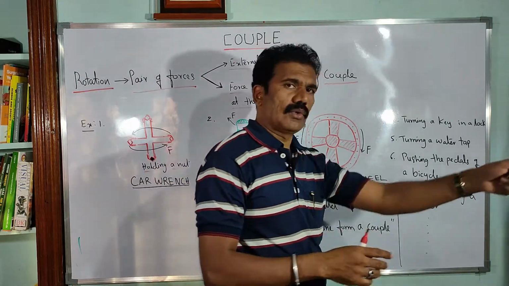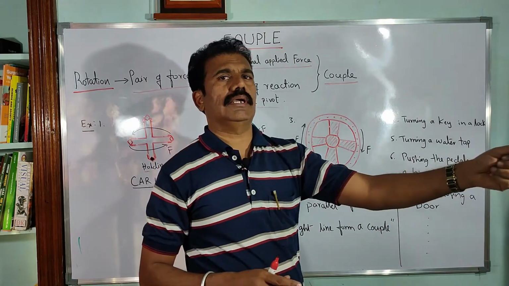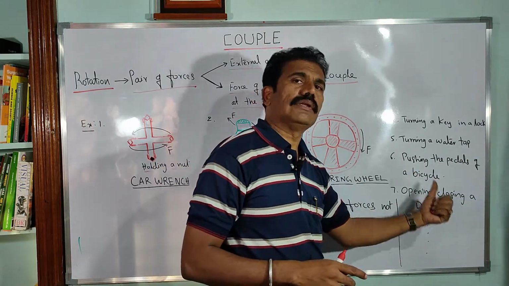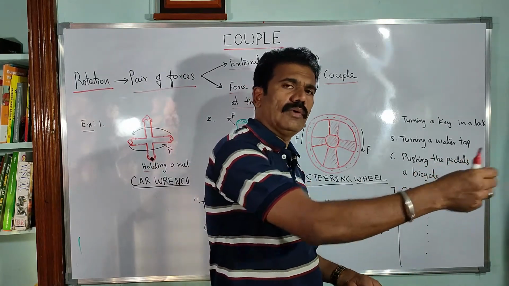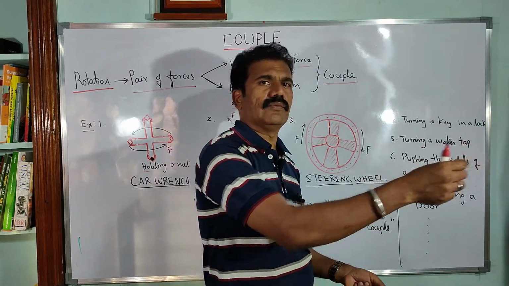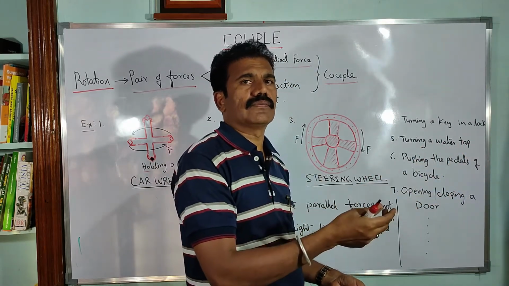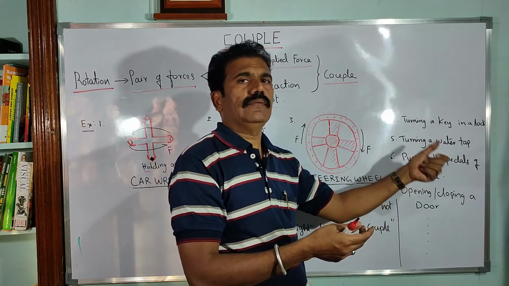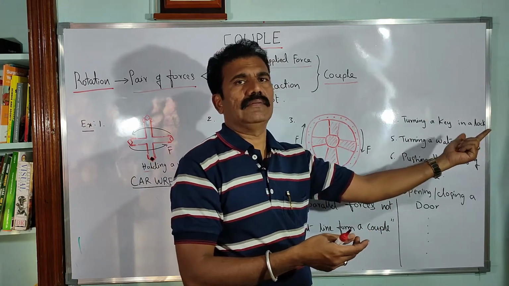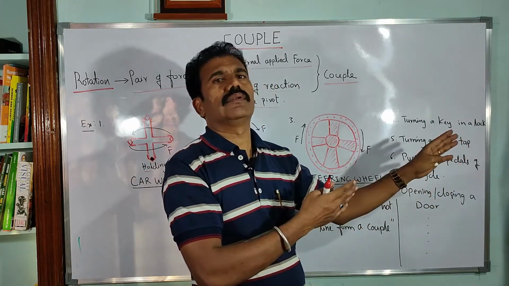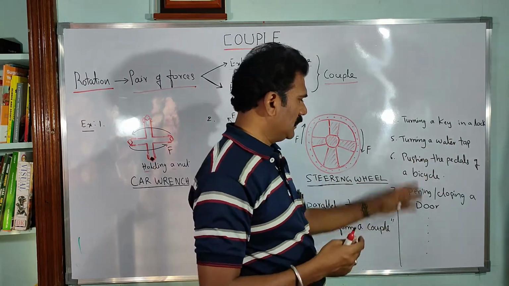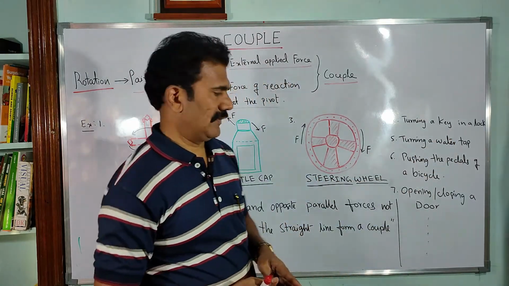And similarly a door can be opened or closed by applying two forces. In that case actually you are applying only one force. It appears to be applying only one force at one side. So where is the other force? It is at the hinge. So that is acting in the opposite direction by itself, so that the two forces will rotate the door. So we can give so many examples here.